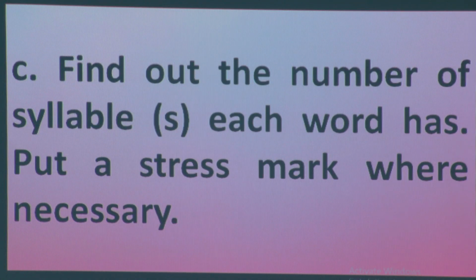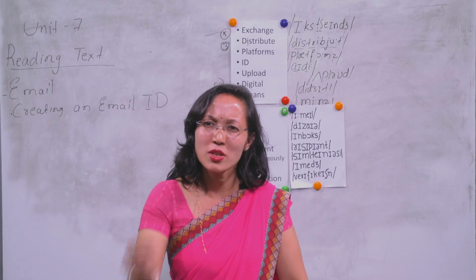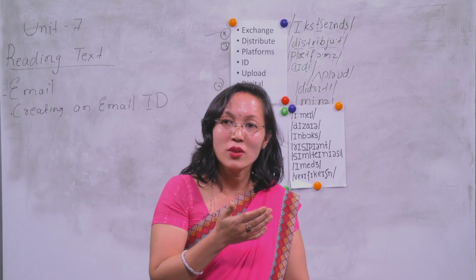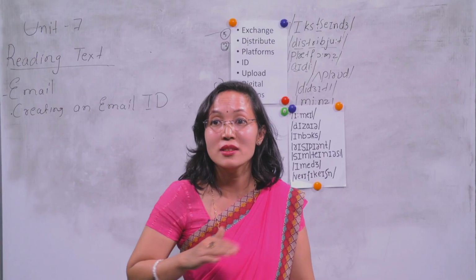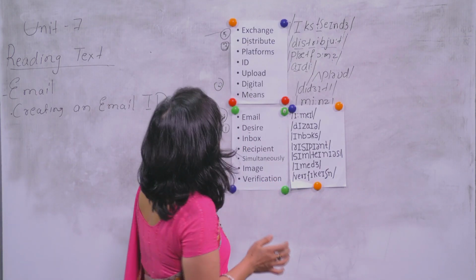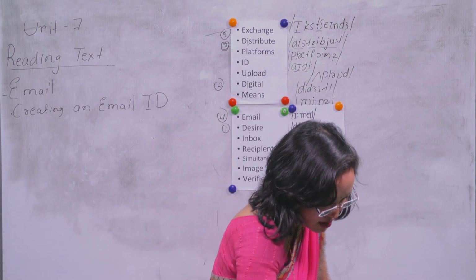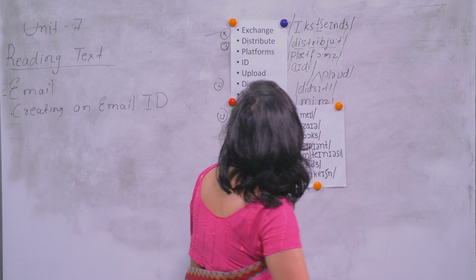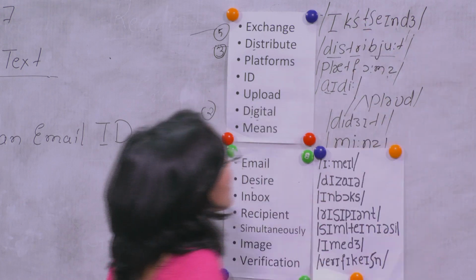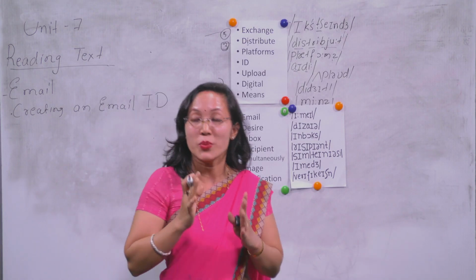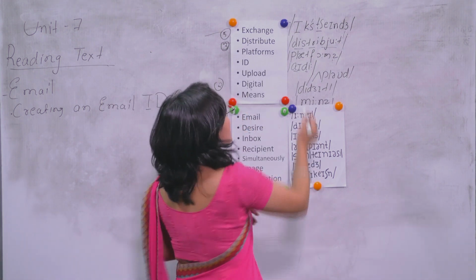C says find out the number of syllables each word has, and put a stress mark where necessary. What is a stress mark? So stress mark, you see a little mark there, either over the syllable or before the syllable, and that stressed syllable is pronounced louder, longer than the surrounding syllables. Is that clear? So for example, exchange is there, and where does the stress fall? It falls here on this sound. Now this sound is produced louder, longer than other surrounding syllables.